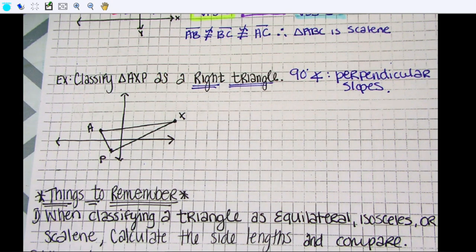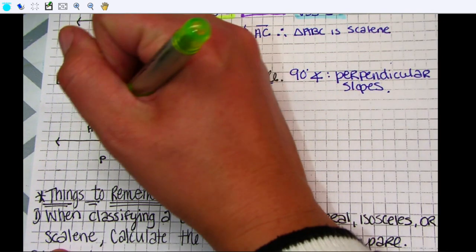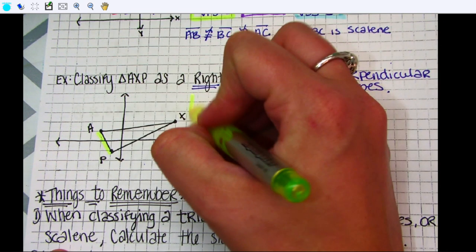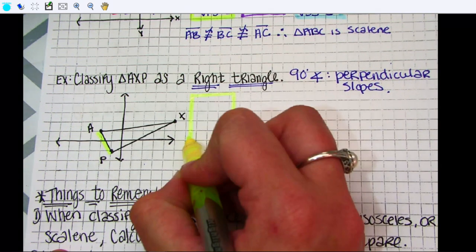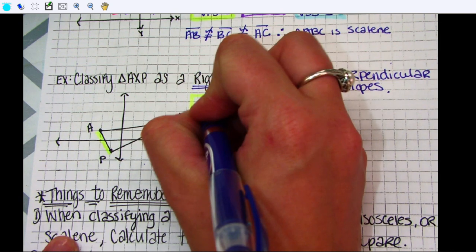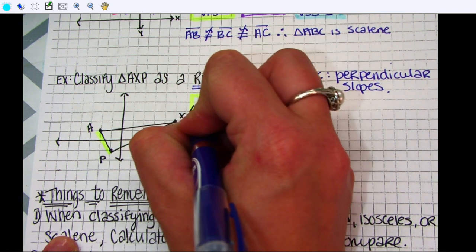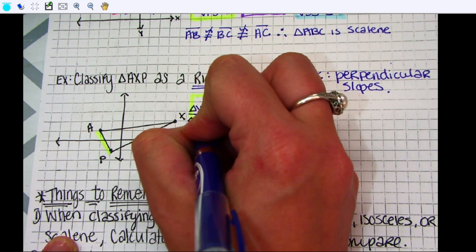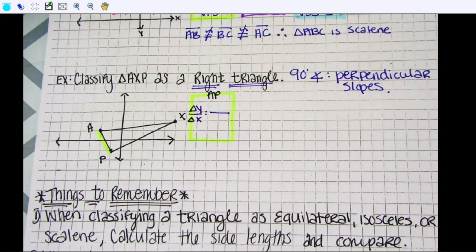AP sounds great. So AP is our first segment. What we're going to do is calculate slopes now. We are not doing Pythagorean theorem. We're calculating slopes. So remember, slopes are change in y over change in x.